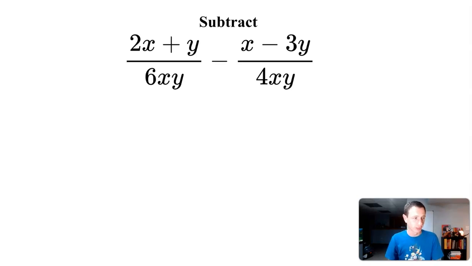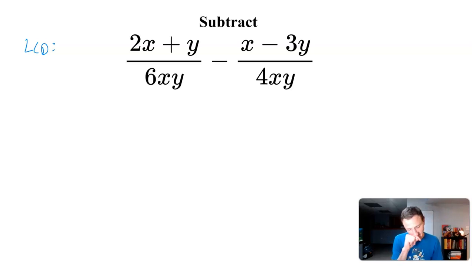Today we're going to look at the subtraction problem (2x + y) over 6xy minus (x - 3y) over 4xy. So first we have subtraction. That's always one of the first things we want to make sure we identify. Since it's a subtraction problem, we want to get the denominators the same. So we want an LCD, a least common denominator.